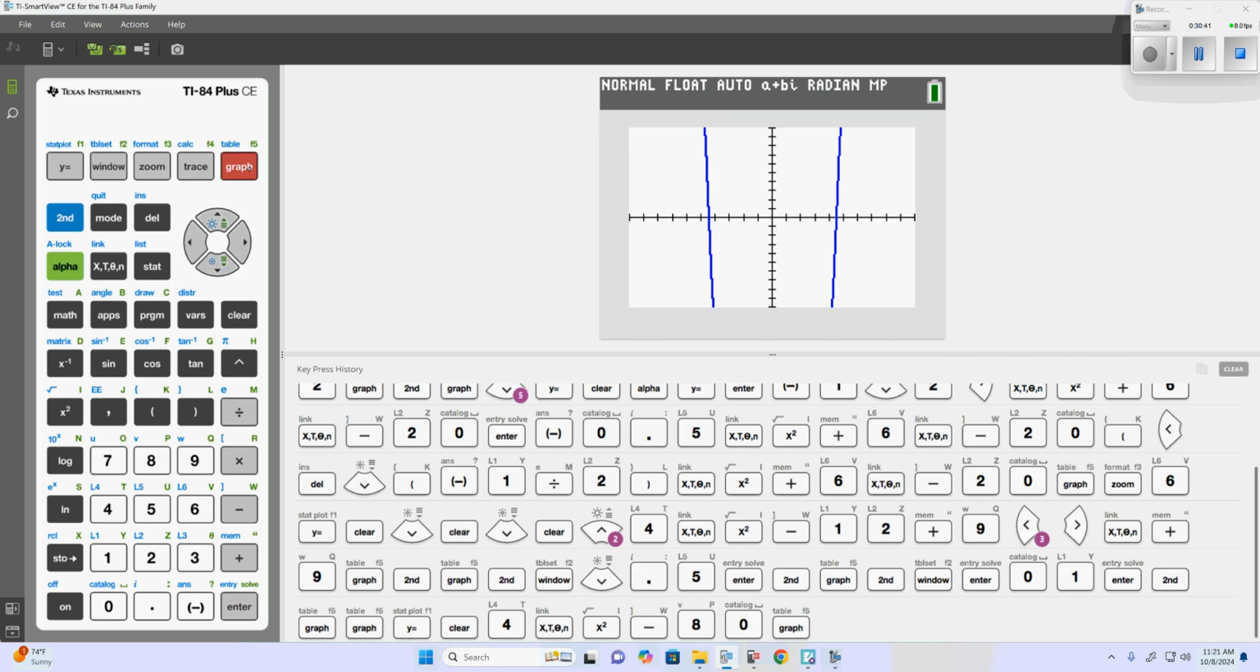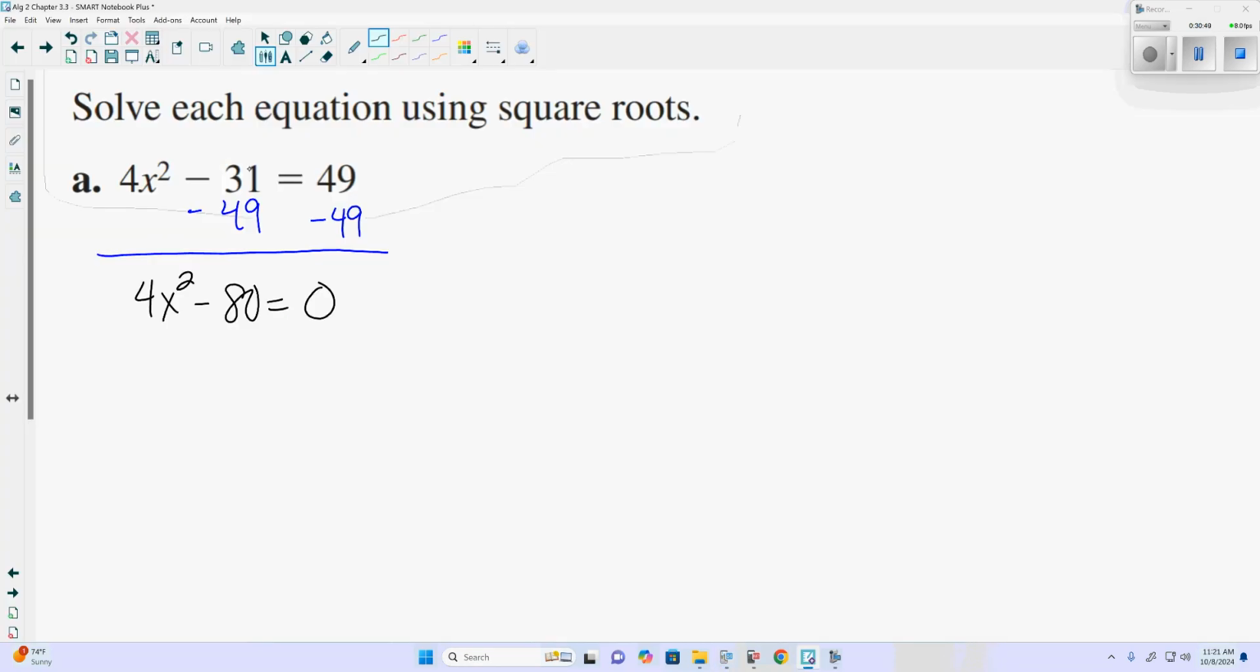Does that give us nice points? No, it doesn't look like those are nice values of x. Okay. So again, as we said, factoring or graphing doesn't always work. I don't think it works for this one. It did not work for this one.